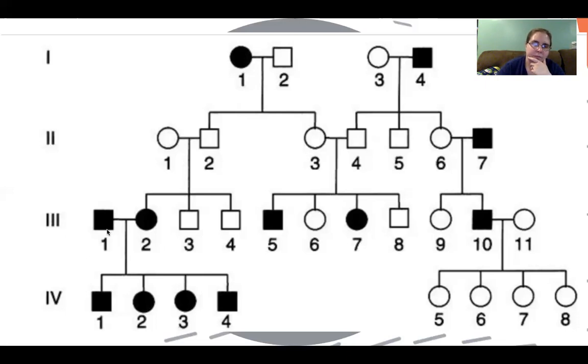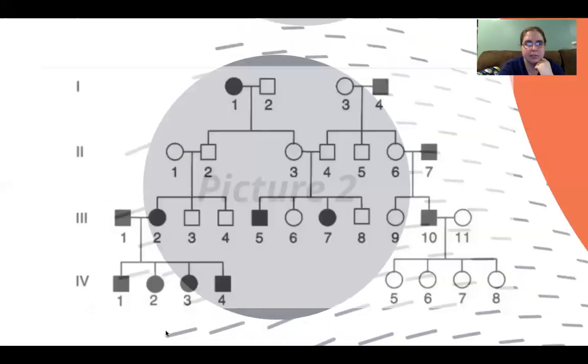Also here, 3rd generation individuals 1 and 2. They are recessive. They can only pass on recessive alleles, so every single one of their children is recessive.